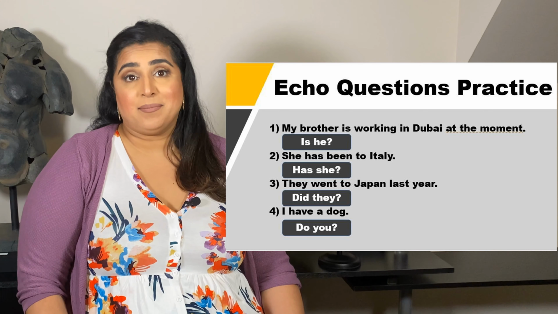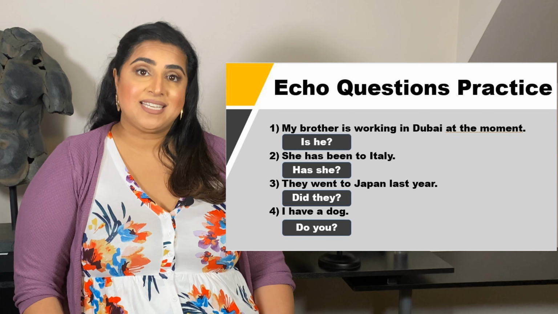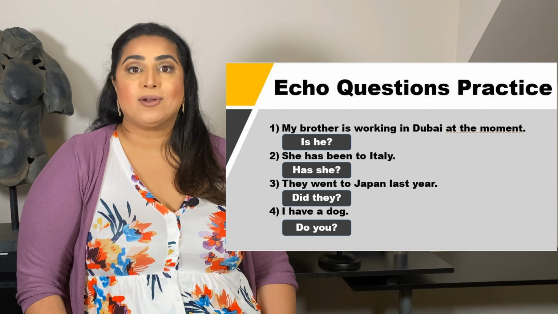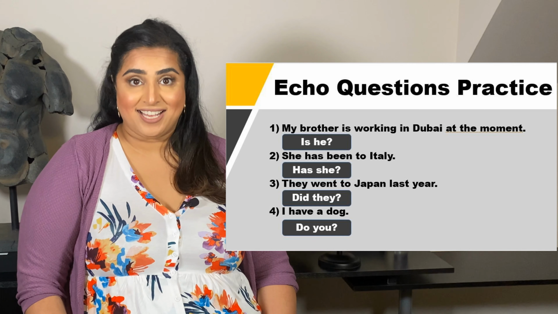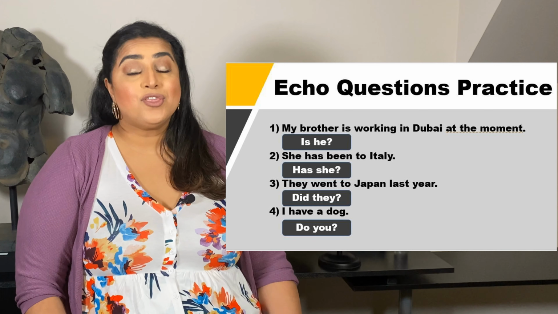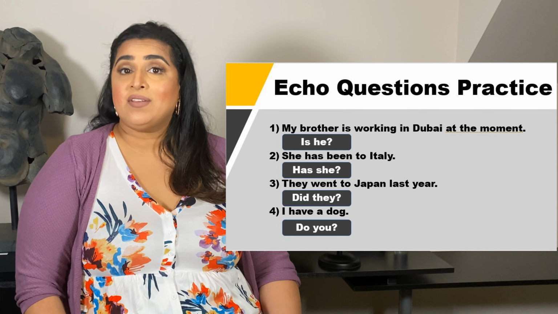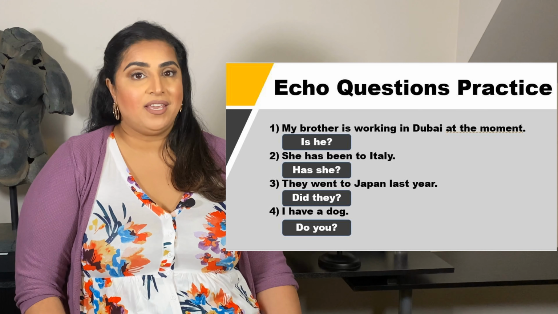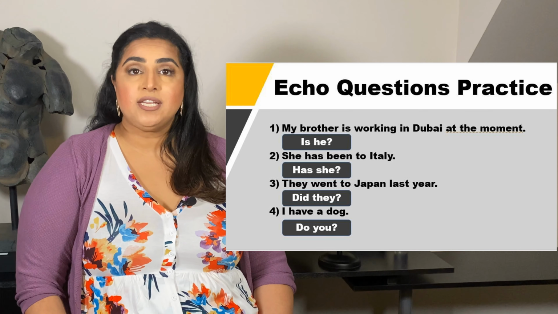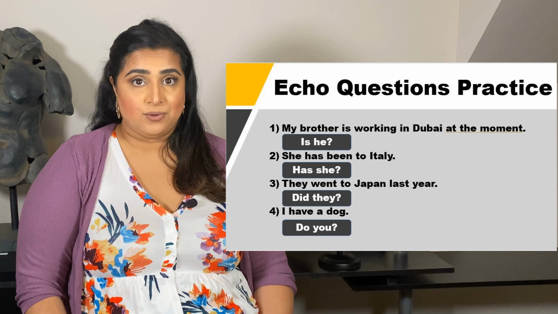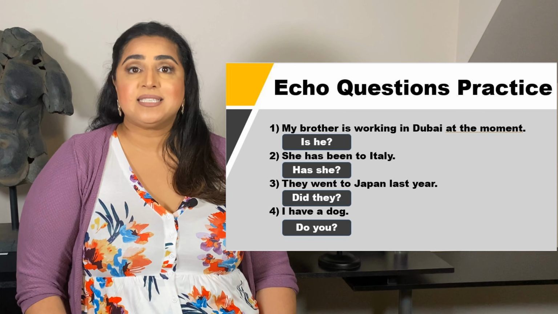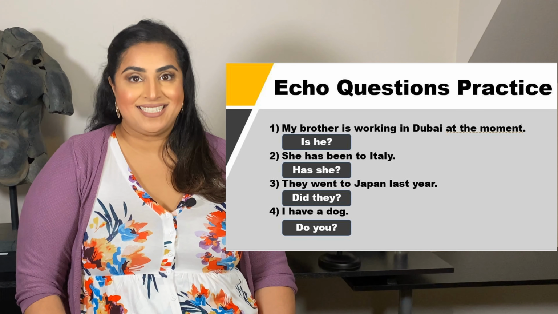In our second example, we have the present perfect tense. So we use the auxiliary verb has, and we repeat the subject pronoun she. Has she? In the third example, we do not have any be verb and we don't have any auxiliary verb. So we need to use a form of the verb do. Since the verb is in the simple past, we'll use did. And of course, we repeat the subject pronoun they.